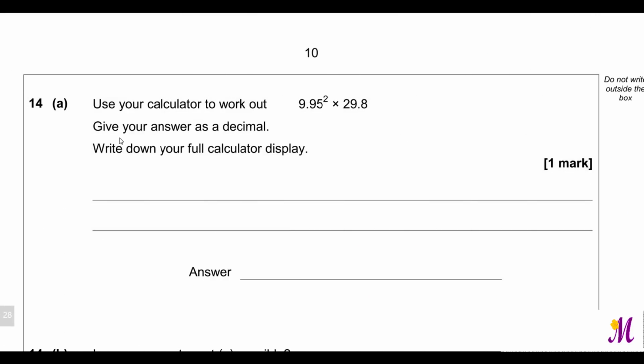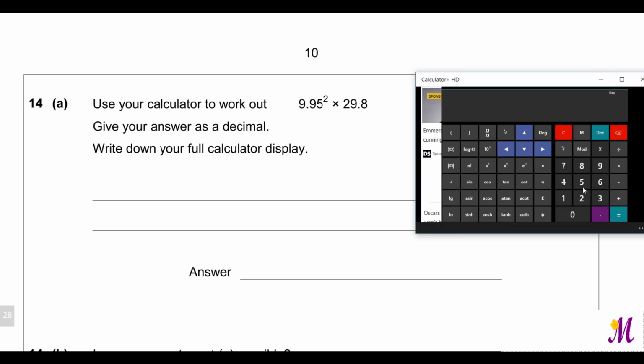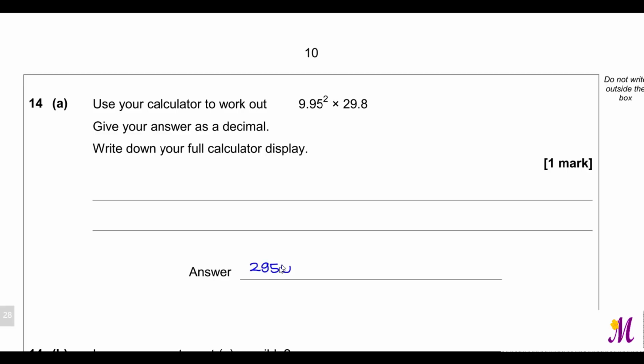Question 14a. Use your calculator to work out this number times this number. 9.95 square, so I put square here, times 29.8. So the answer is 2950.2745. This is our answer, 2950.2745. This is the answer for 14a.